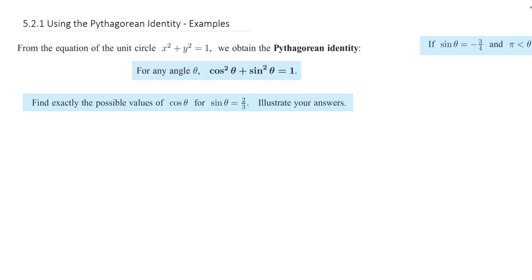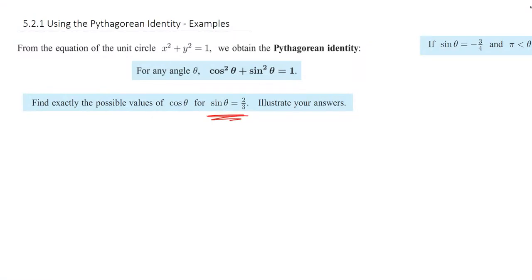Hello everybody, we are going today to try and use the Pythagorean identity to solve some problems. So that is that cosine squared theta plus sine squared theta is equal to 1. So in this first example, we have to find cosine theta if we know that sine theta is 2/3. So what we really need to think about here is rearranging that identity to be something useful.